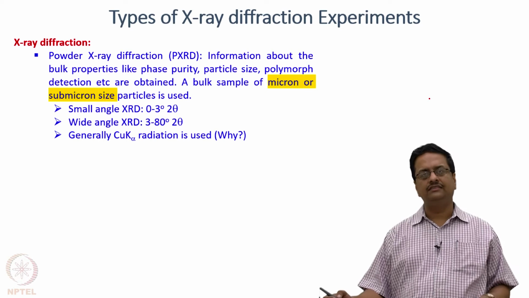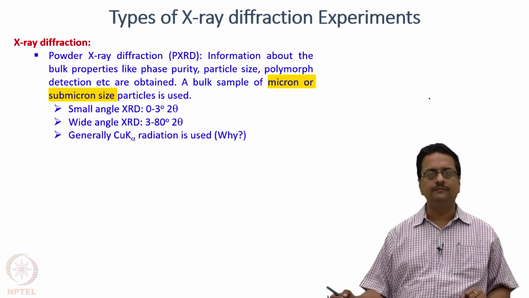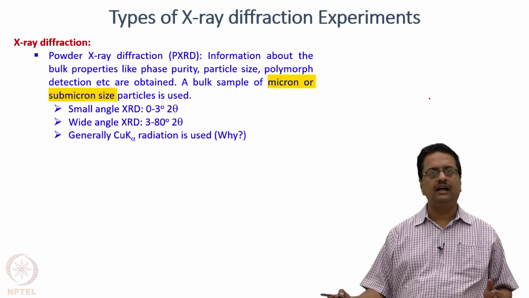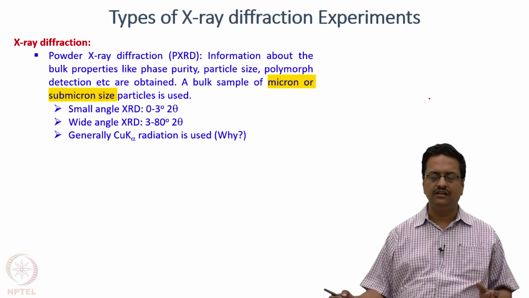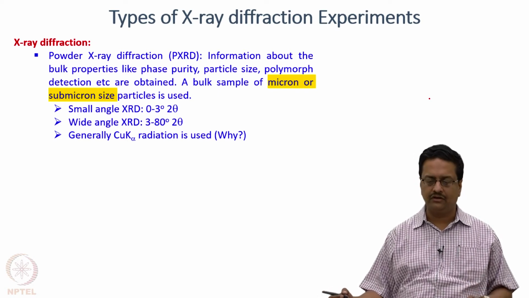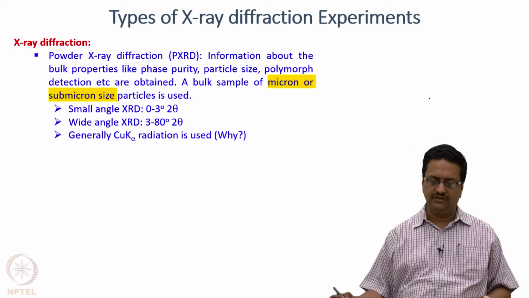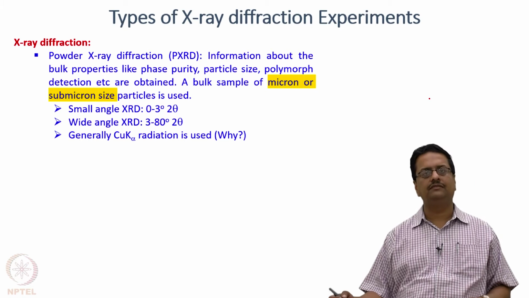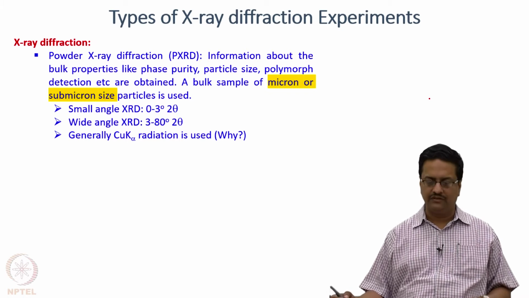So, using X-rays, what are the different types of experiments that we can do? Suppose we have a sample which is a powdered sample, a bulk sample, a collection of particles in the size of micron or submicron size. If we want to analyze such samples, we can apply the powder X-ray diffraction method to characterize that particular sample.